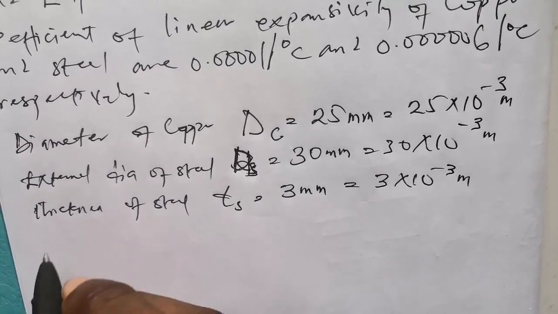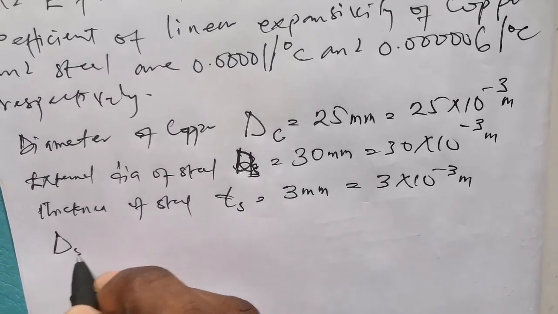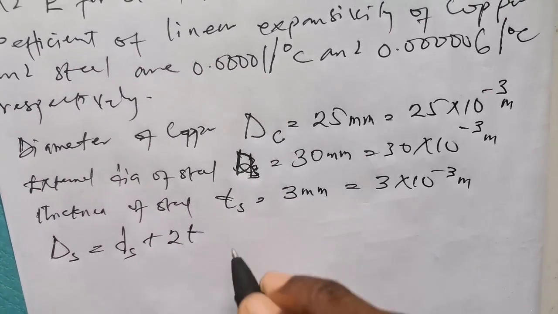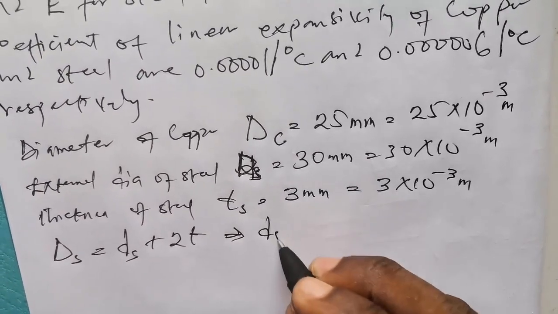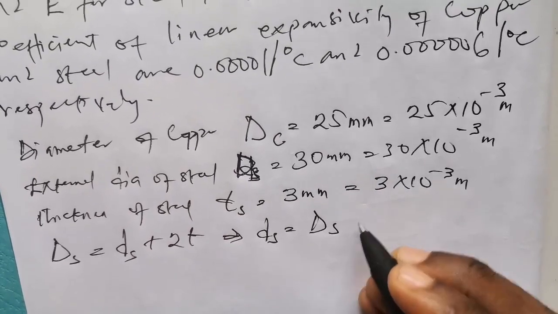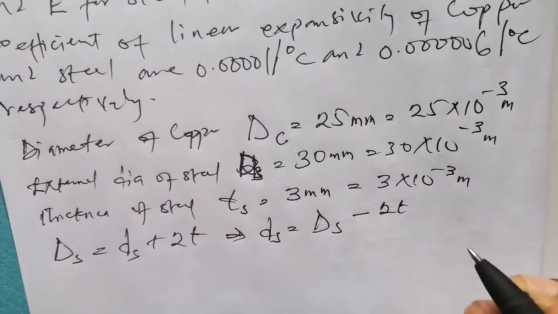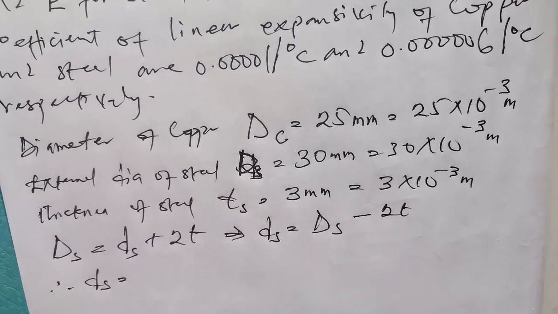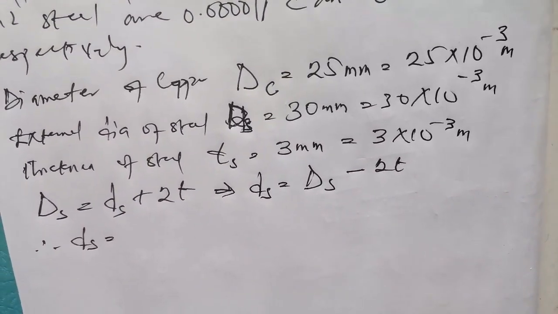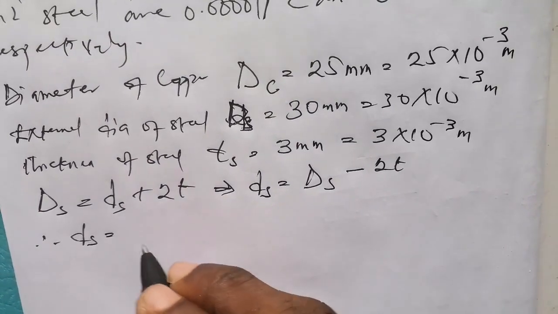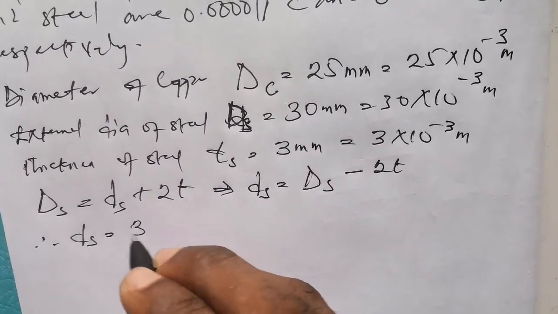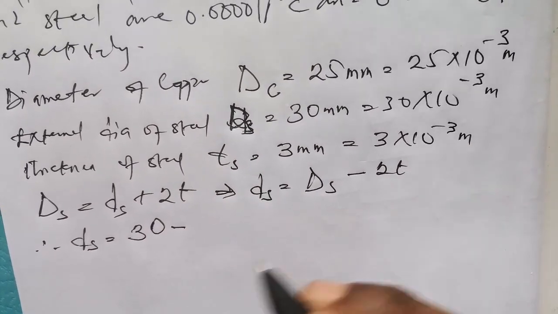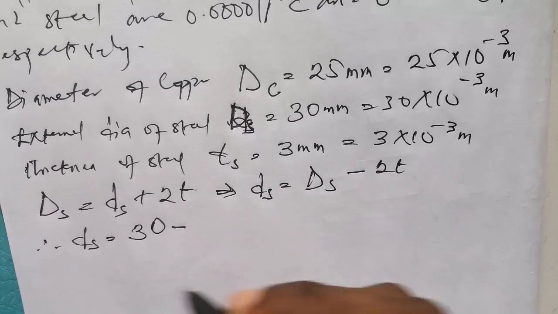we make use of this relationship. External diameter D of steel is equal to the internal diameter plus 2 times the thickness. So this simply implies that the internal diameter of steel becomes the external diameter of steel minus 2 times the thickness. Therefore the internal diameter of steel, which is small ds, is equal to the external diameter, 30 mm, minus 2 times thickness. Since the thickness is also in millimeters, you can keep it like that, then after solving, you can convert.